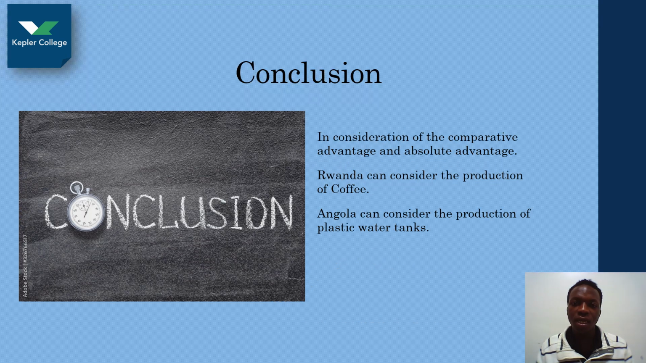As a conclusion, in consideration of comparative and absolute advantage, Rwanda can consider the production of coffee, and Angola can consider the production of plastic water tanks. That was from the calculations as well as the analysis done from comparative and absolute advantage. So thank you. That was all of my presentation.